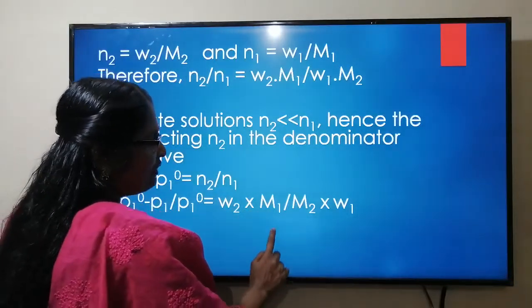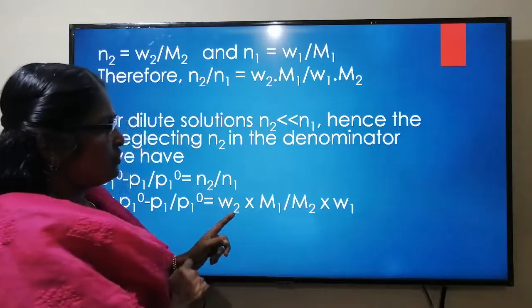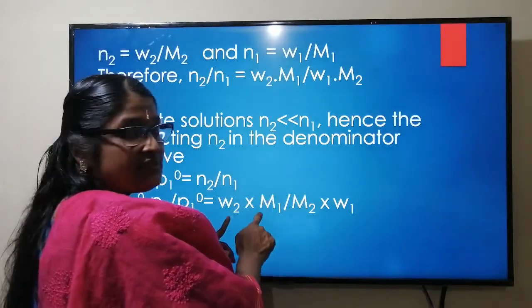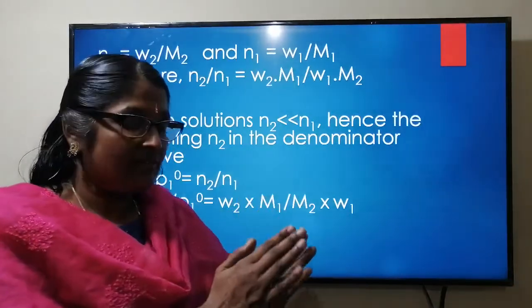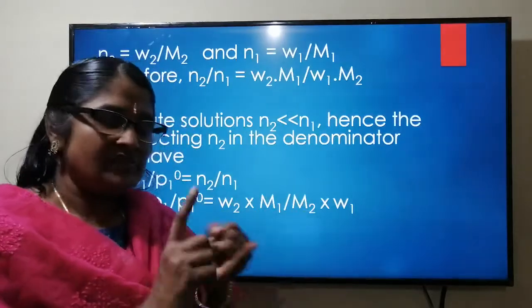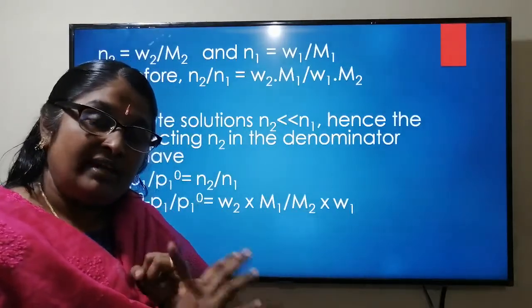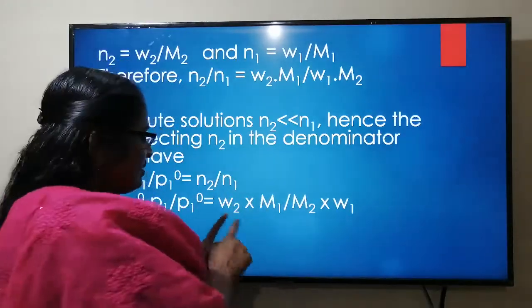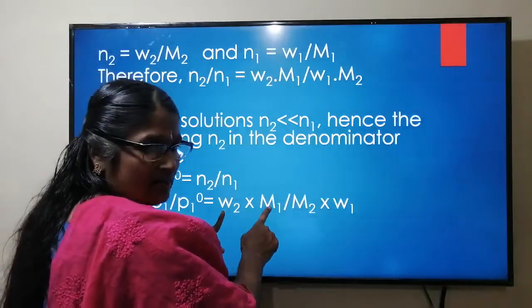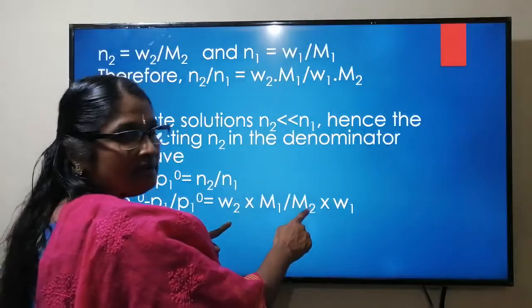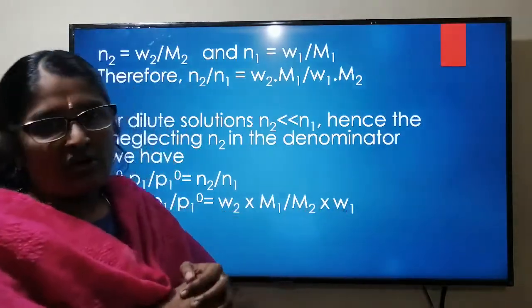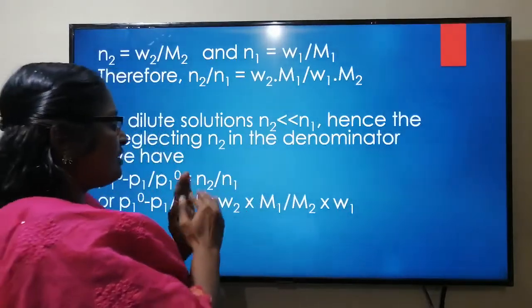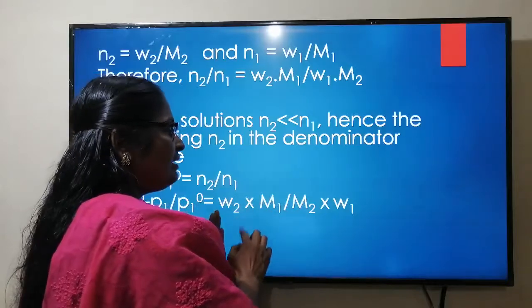by W1 into M2. Here, subscript 2 stands for solute and subscript 1 stands for solvent, because I remind you that first we take a solvent, then we add solute. So every time we write the equations, 1 stands for solvent and 2 stands for solute. Here it is the mass of solute into molar mass of solvent, divided by molar mass of solute into mass of solvent. ΔP1 by P1°, or (P1° minus P1) by P1°, is equal to W2 into M1 divided by W1 into M2.